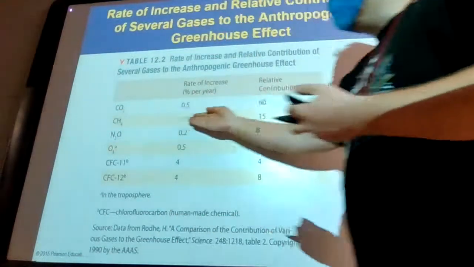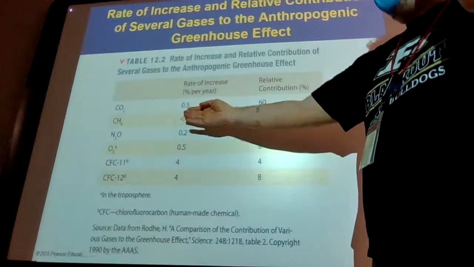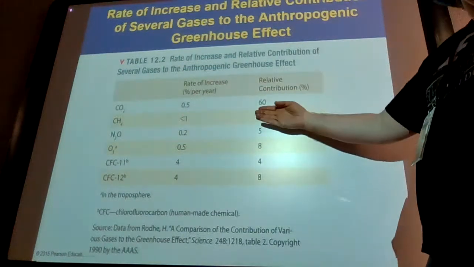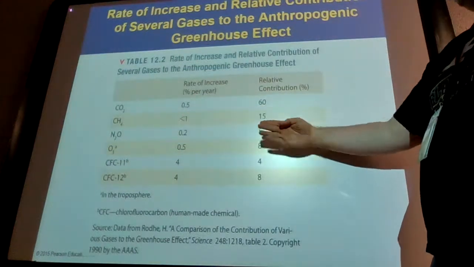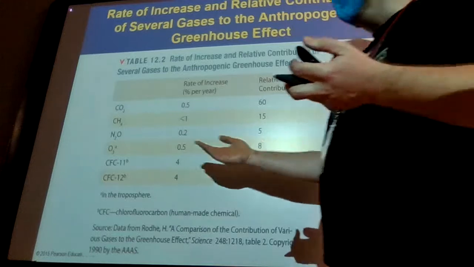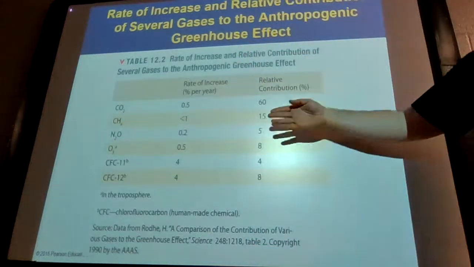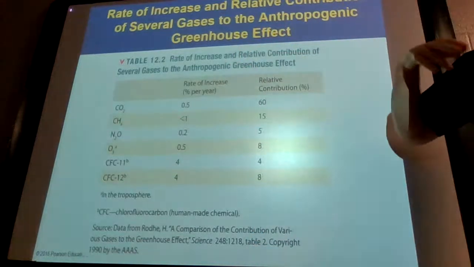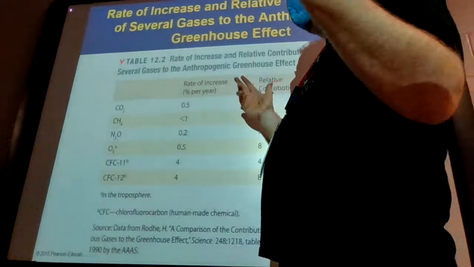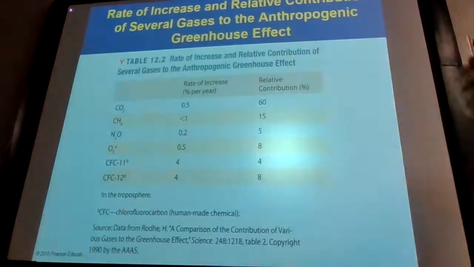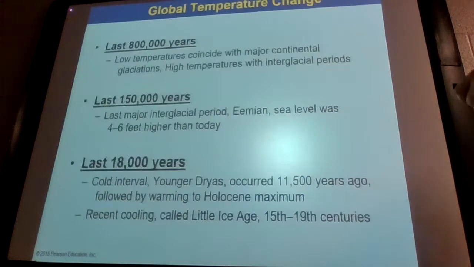So here's your CO2 rate of increase per year, about 0.5. Relative contribution is about 60%, they're saying, of greenhouse gases. For CH4, you're at 15%. And if you remember back to the percent they make up in the atmosphere, CH4 makes up a lot less of the atmosphere for such a big contribution to greenhouse gases.